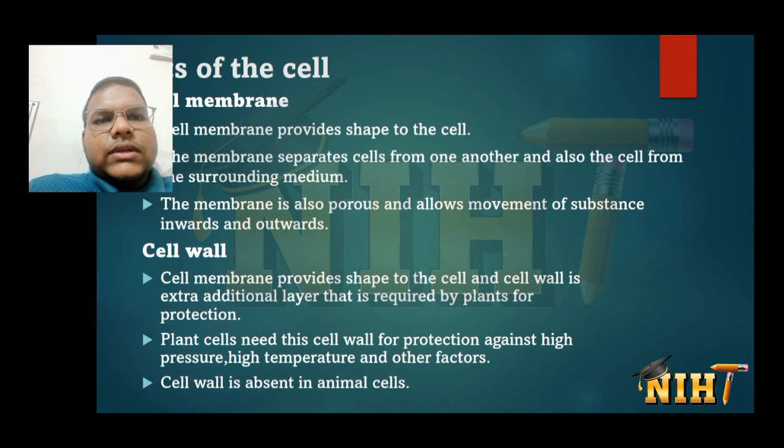Cell wall. Cell membrane provides shape to the cell, and cell wall is an extra additional layer that is required by plants for protection. What kind of protection? Plants will need this cell wall for protection against high pressures, high temperature and other factors. Cell wall is absent in animal cells.